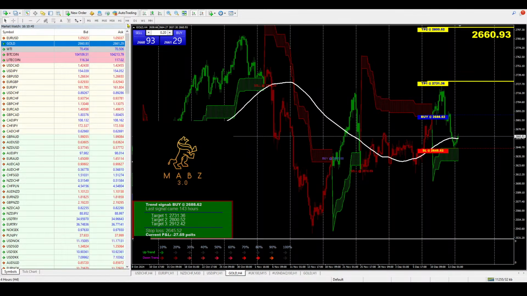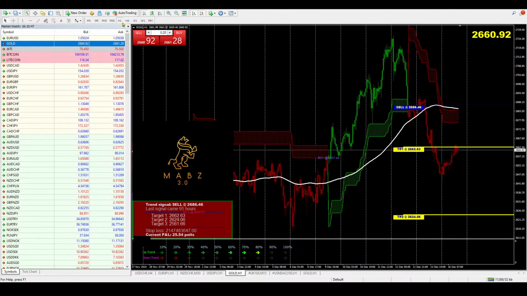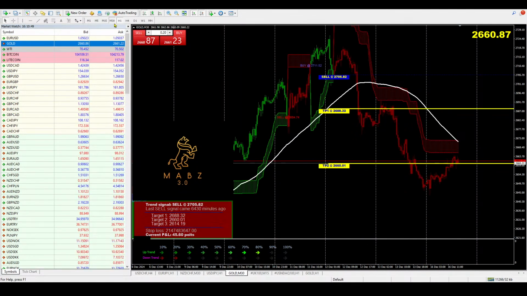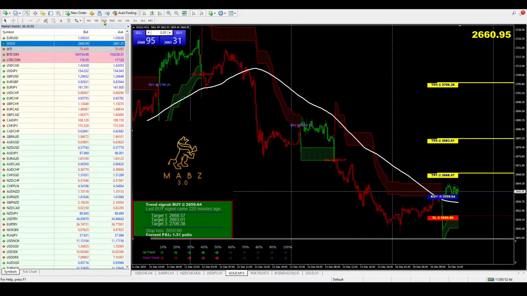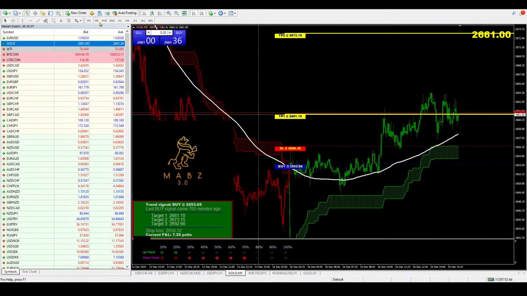Gold on the H4 chart is not aligning. On the H1 chart is not aligning. On the 30-minute chart it's not aligning. 15-minute chart not convincing. So we don't actually have an active signal on gold right now, okay? And one thing that I want you guys to see, right? If you've got certain rules for trade, you don't have to force it.